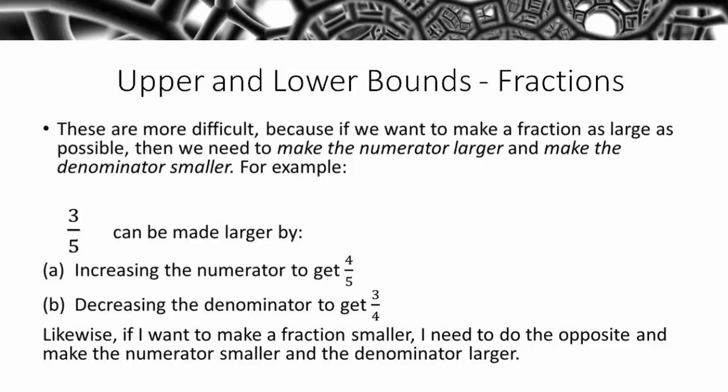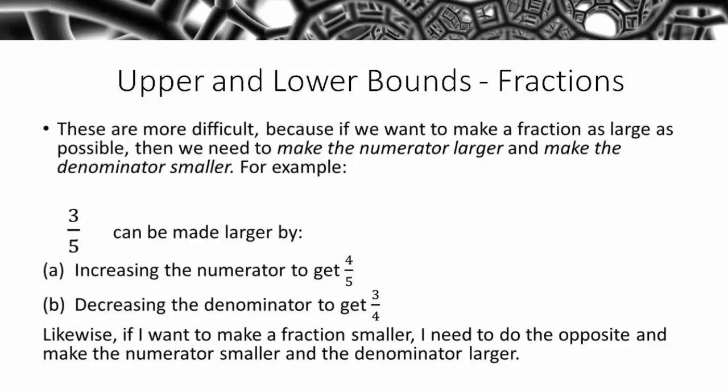So the example I use here is 3/5. If I want to make it larger, I can increase the numerator by 1, making it 4/5. That's certainly larger than 3/5. But also to make it larger, I could decrease the denominator to get 3/4. 3/4 is clearly bigger than 3/5 because 3/5 is 0.6 and 3/4 is 0.75. So you must remember, if you're ever dealing with upper and lower bounds and your formulae which you're plugging them into is a fraction, you need to make sure that you're making the numerator larger and denominator smaller to make the overall fraction larger. And likewise, if you want to make the whole formulae smaller, then you need to do it the other way around.